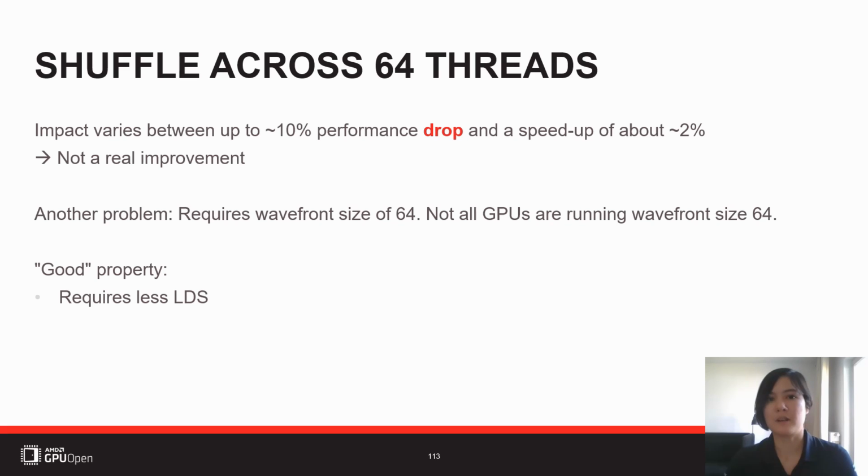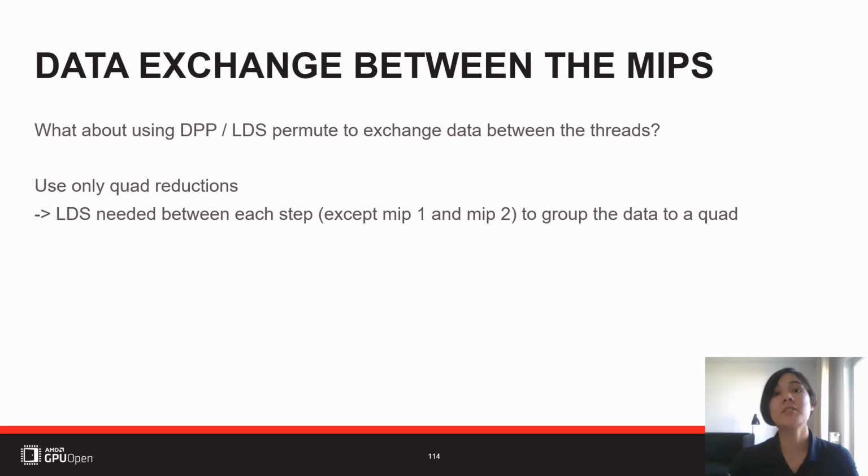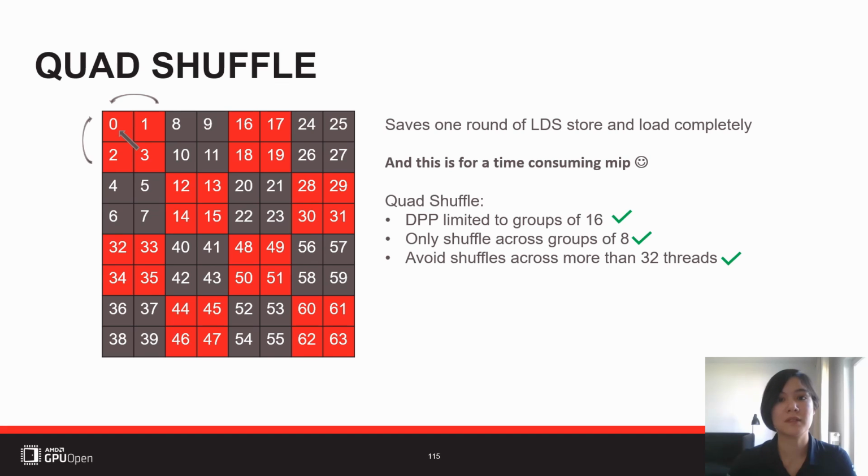So let's rethink our idea. Let's just use the DPP LDS permute instructions for a quad swizzle. So if you go from MIP1 to MIP2, let's use the quad swizzles, and for all the other MIPs, we use local data share. So basically we just use this step. And remember, this is for a quite time-consuming MIP. If you go from MIP1 to MIP2, the resolution is still quite high, and we save a complete step of storing to and loading from the local data share. So this is a good thing.